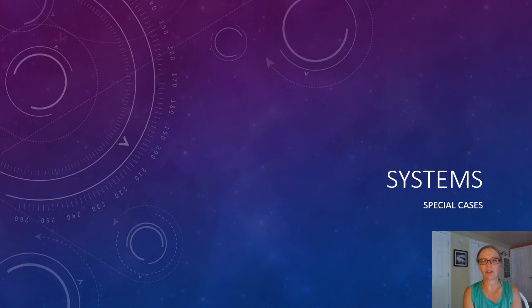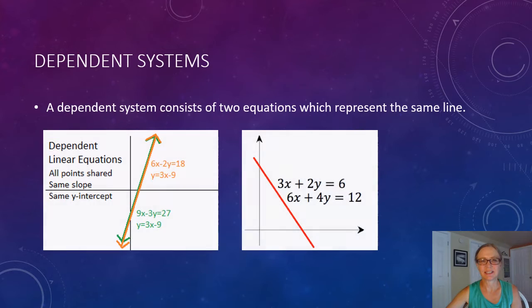In this video, we're going to look at systems that are considered special cases. The first special case is called a dependent system. In a dependent system, the two equations represent exactly the same line or curve.